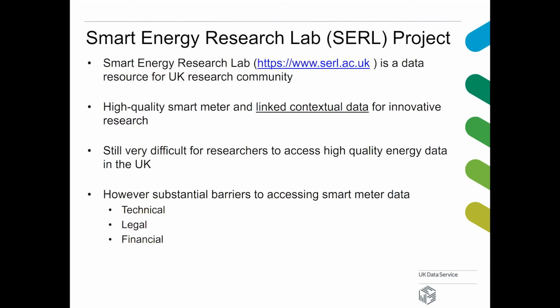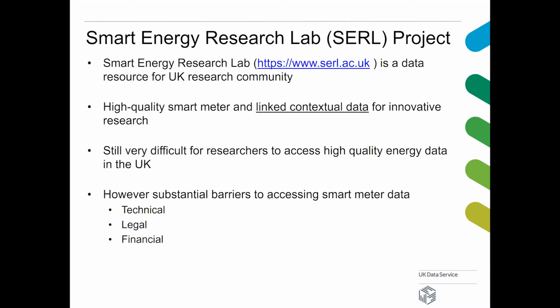This was driven by the fact that it's quite hard for energy researchers to get good quality smart meter data, especially outside of a commercial environment. The big 6 energy companies in the UK do have access to this data, but will in a lot of cases charge you quite substantially for it. So the project was conceived and initiated as a way of getting high quality energy research off the ground. Now, there are a number of challenges around that.